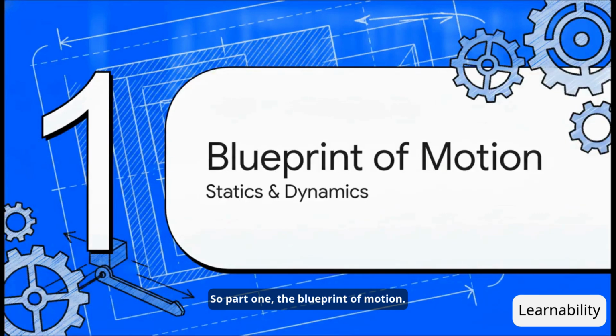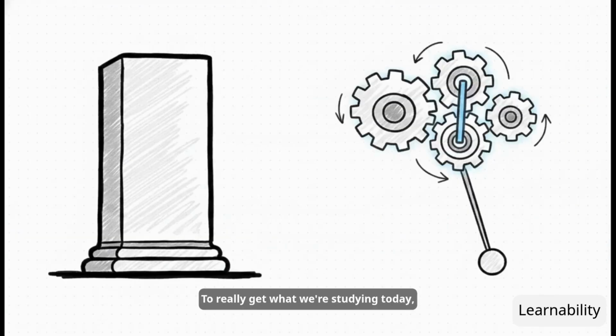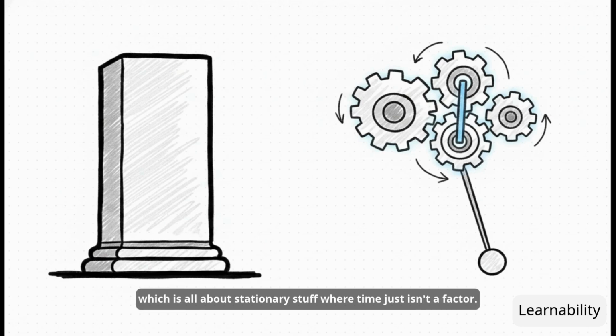So part 1, the blueprint of motion. To really get what we're studying today, we need to chop the massive science of mechanics into a couple of camps. First, you've got statics, which is all about stationary stuff where time just isn't a factor. And then there's dynamics, where things are actually moving and changing over time.